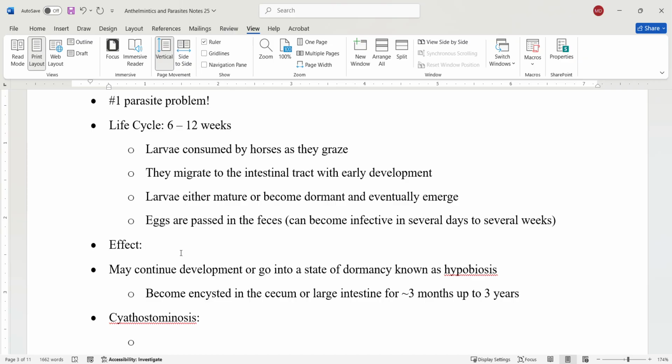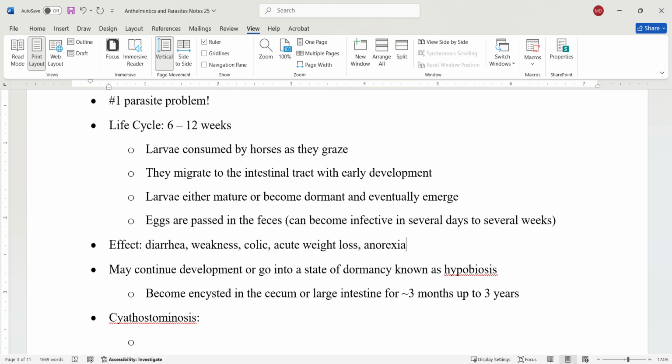But when we do see it impact our horses, we might see diarrhea, weakness, colic, acute weight loss, anorexia, so they stop eating. Again, things we might see. But I've done many fecal egg counts, and many horses even have high parasite burdens, and you can't even tell. So what I want to quickly focus on is the state of dormancy, known as hypobiosis, where basically these small strongyles encyst in the cecum or the large intestine.